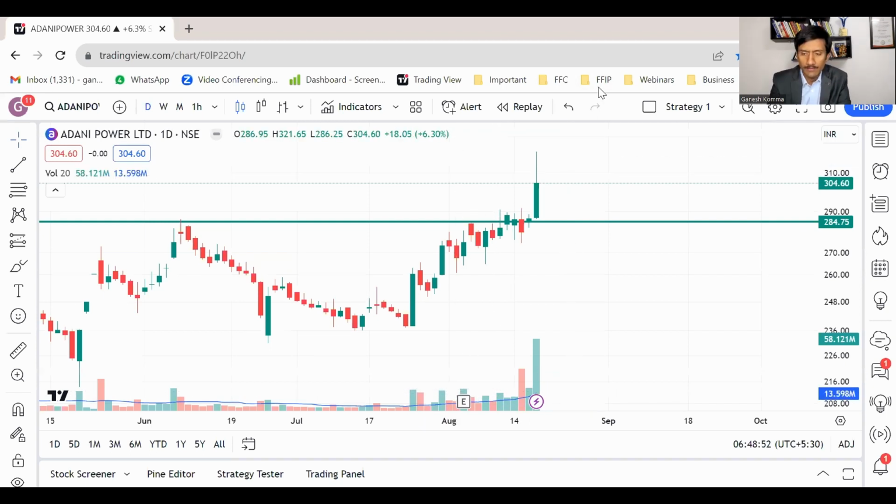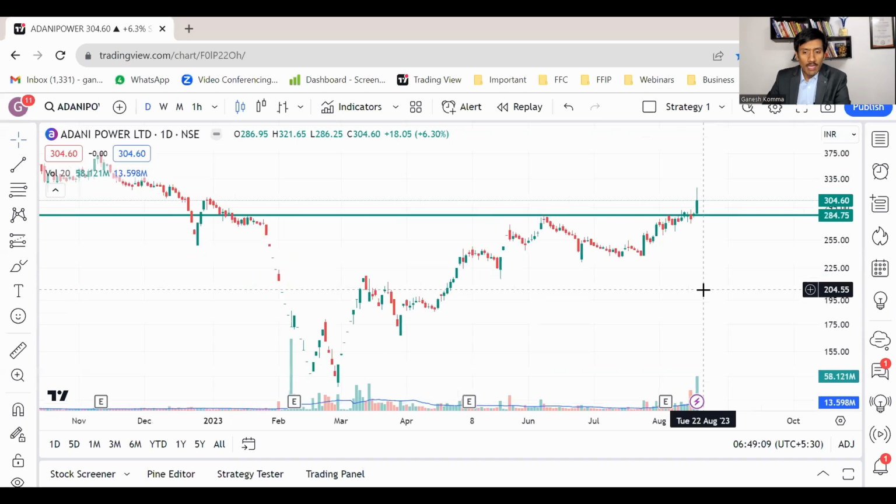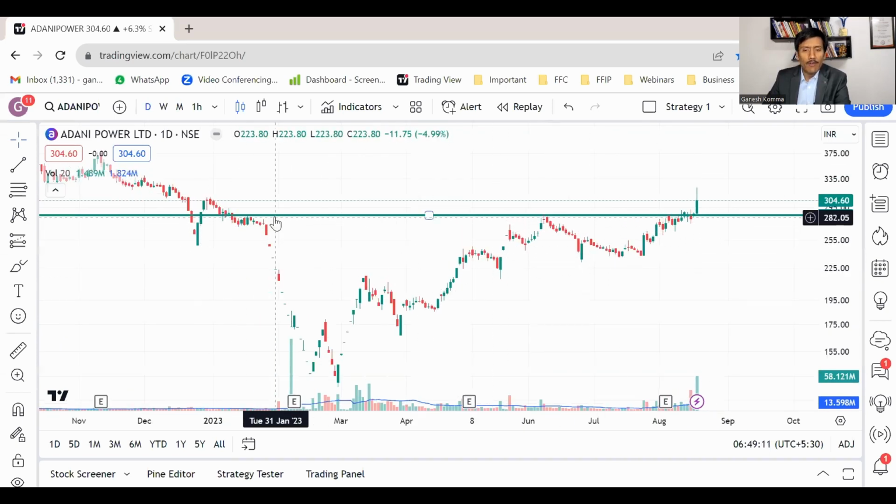If you see here, this is your price movement and this is your volume. Volume has been decently increasing, and we will be observing the follow-through days, how the remaining volumes will come in. But yes, the volumes say something more, and this is a good breakout.